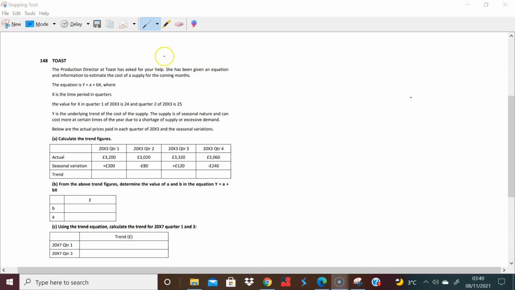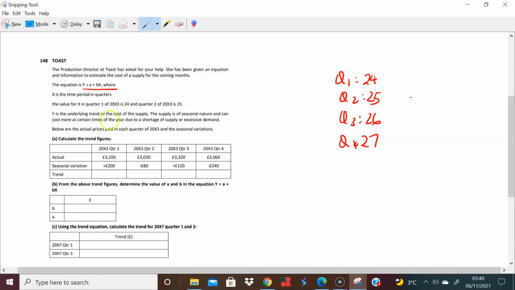Okay, right. So what we have here is we're given quite a bit of play around information. We know this is our standard equation, and that's all well and good. X is the time period in quarters, so we're operating in quarters, yes? And they give us the value. We sort of know, right, that you can see here, quarter one is 24, quarter two is 25, quarter three is 26, quarter four is 27, and you have this type of relationship going.